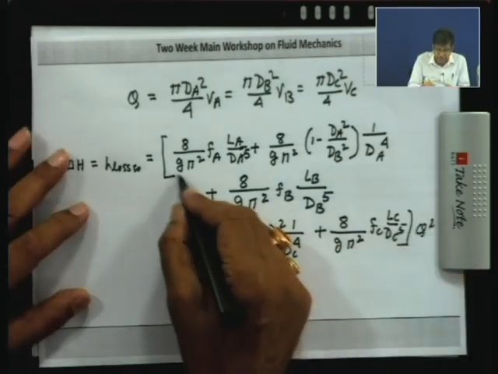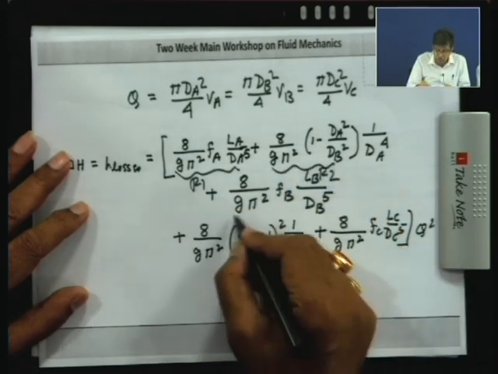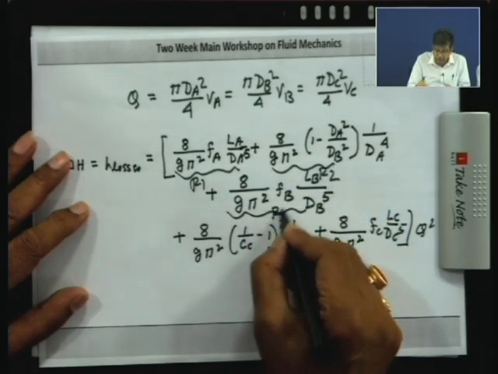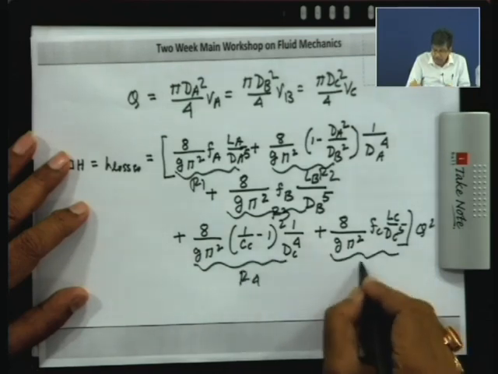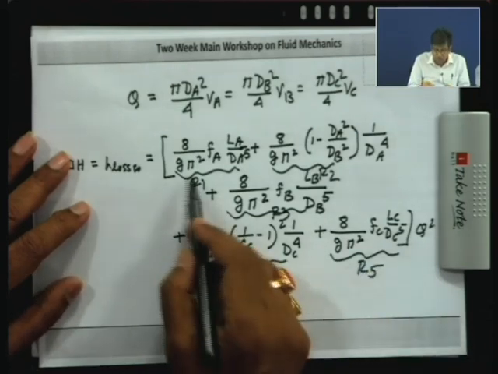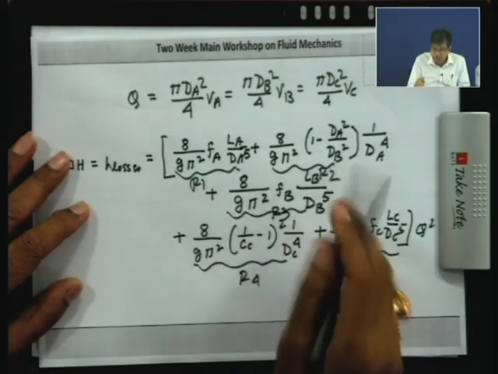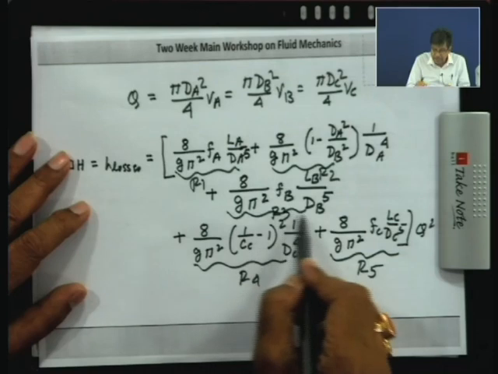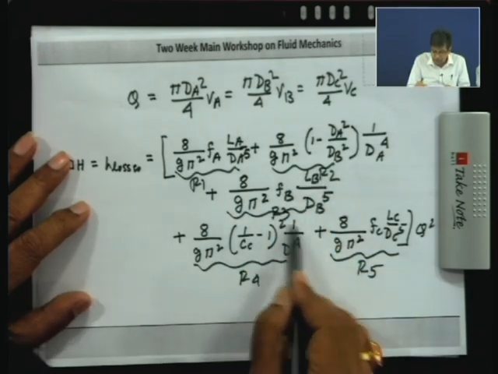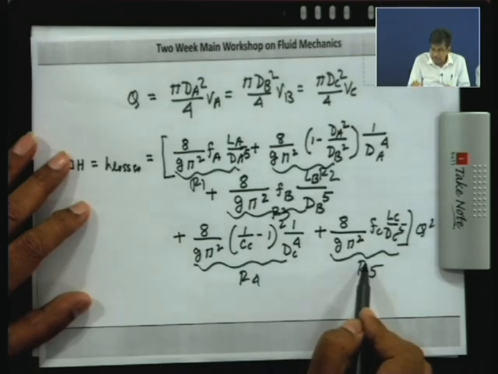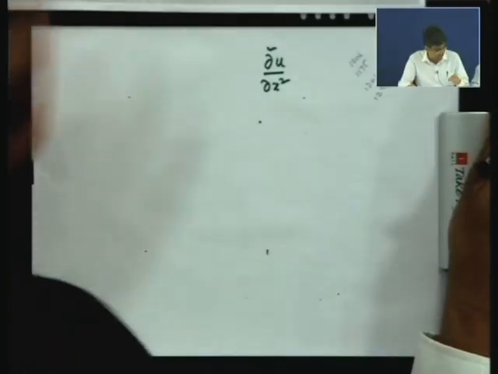So, these all are the resistances R1, R2. How many resistances are there? R3, R4, R5. That is the resistance due to skin friction in pipe 1. This is the resistance due to sudden enlargement. This is the skin friction in pipe B. This is the loss due to contraction. This is the friction in the pipe C.